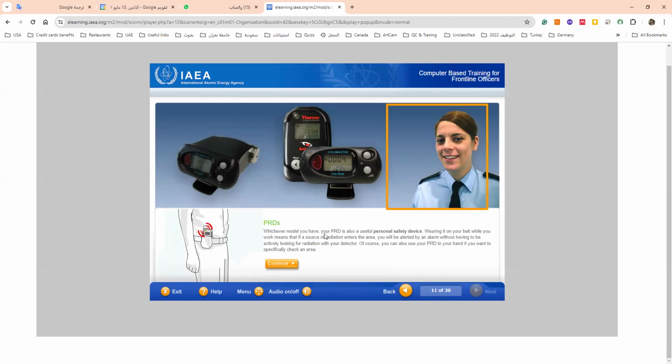Whichever model you have, your PRD is also a useful personal safety device. Wearing it on your belt, as you work, means that if a source of radiation enters the area, you will be alerted by an alarm without having to actively look for radiation with your detector. Of course, you can also use the PRD in your hand if you want to specifically check an item.